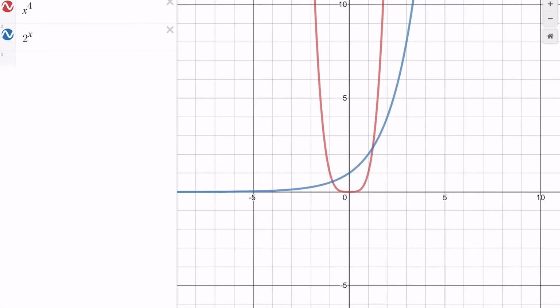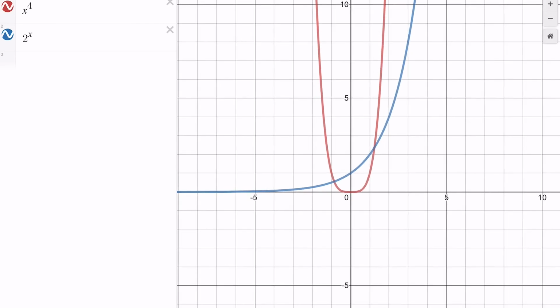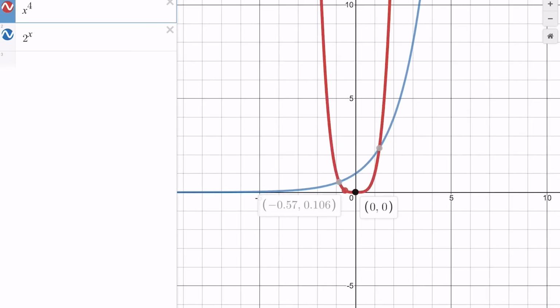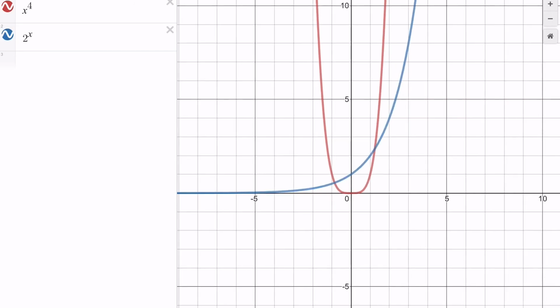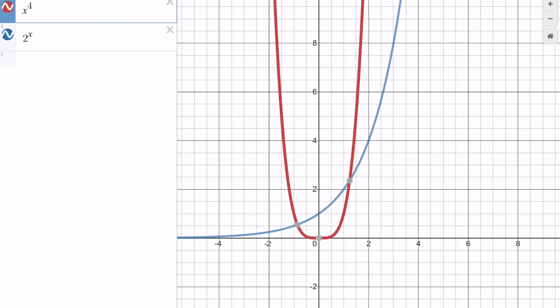And what you see here is 2 to the x starts off pretty slow, right? And at first, it is not winning. X to the fourth is winning. And then we see that it does take over and win. And x to the fourth is not winning. And then we see that x to the fourth wins again over here. Sorry, I'm trying to click on it. We have x to the fourth that definitely takes over.